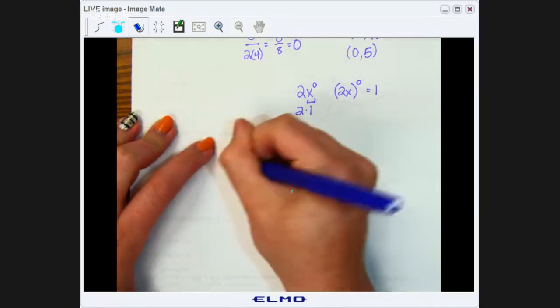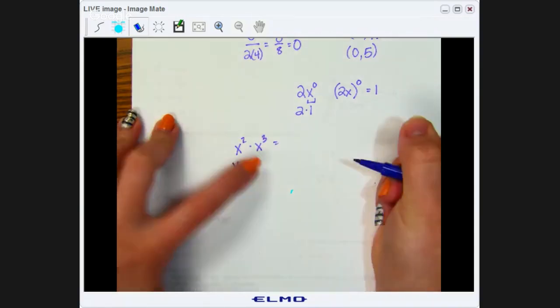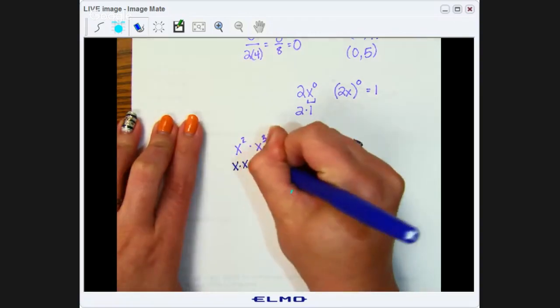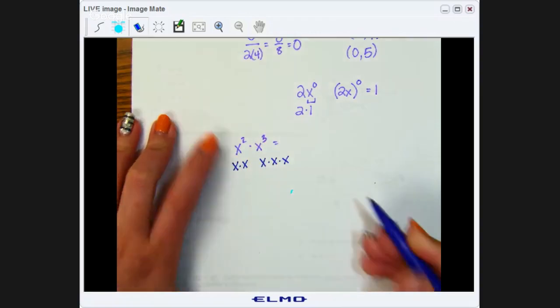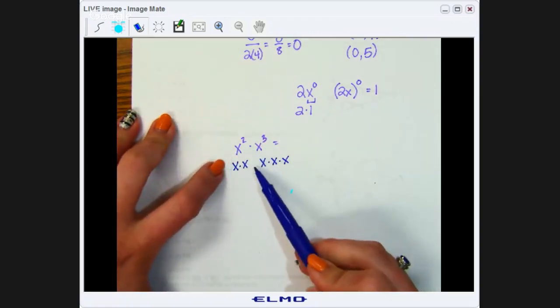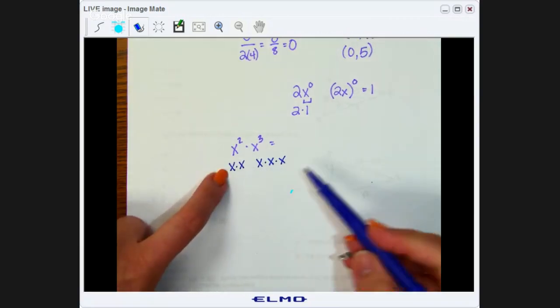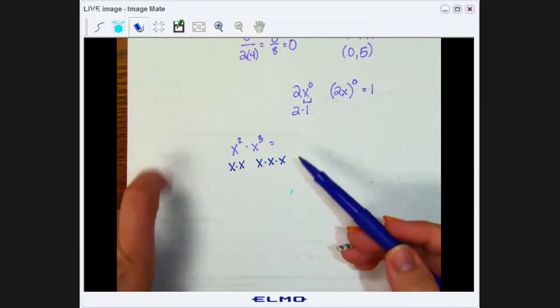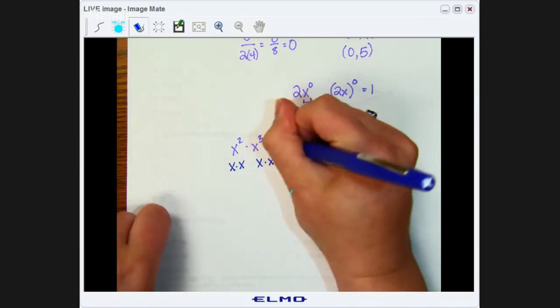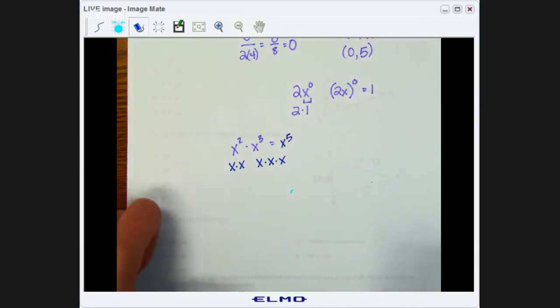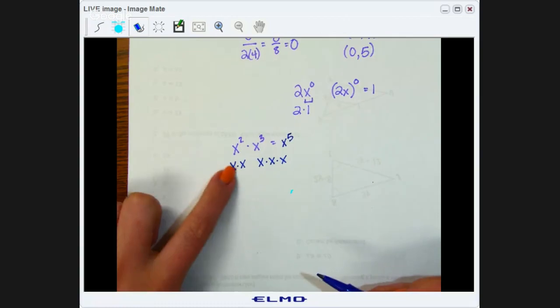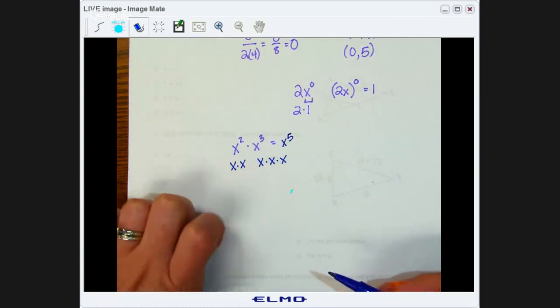X squared means x times x. What does x cubed mean? X times x times x. So if you need to, expand these out so that you can visually see that there are 5 x's here, that way you can remember whether or not you add or multiply. That might be something helpful that you do on the test. So if you just have something like this where they're being multiplied, you add exponents.